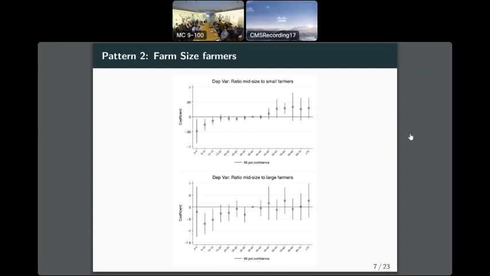So the observed pattern in the gradient of rural land inequality, the urban gradient, is driven by fewer mid-sized farmers compared to both small farmers as well as large farmers.